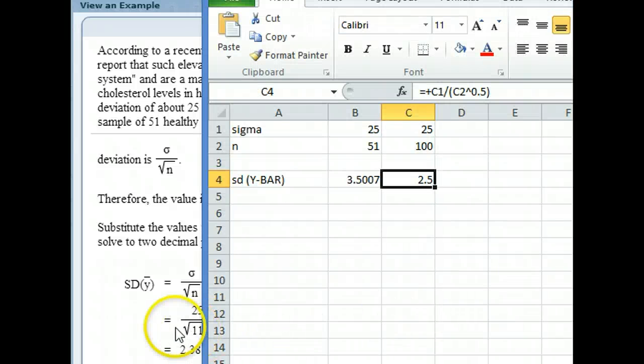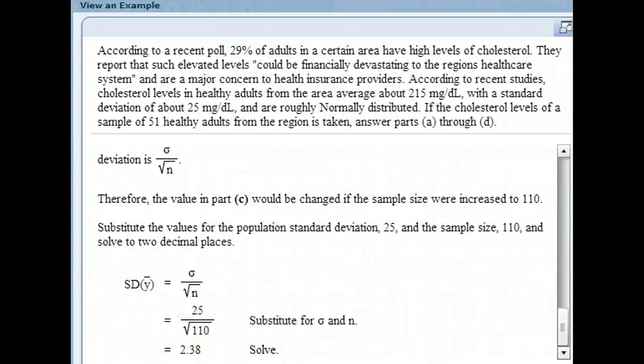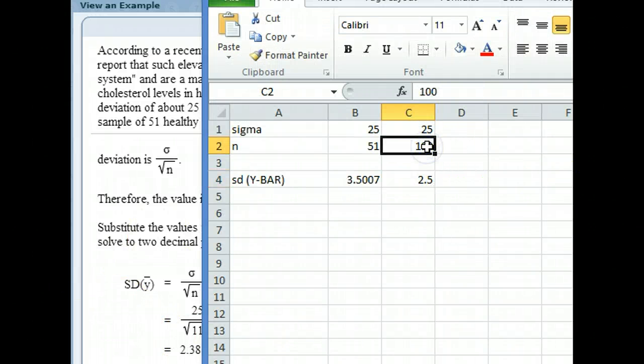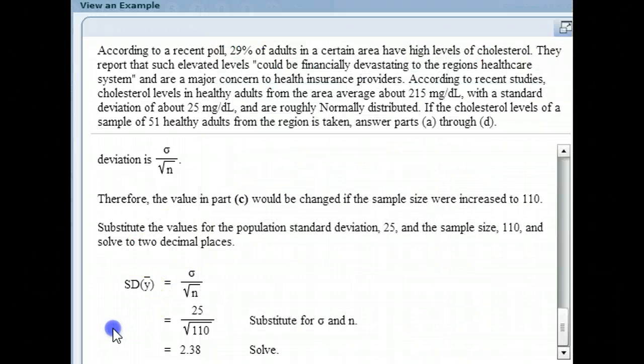Alright, for some reason this is 2.5 and this is 2.38. Oh, I'm sorry, this is 110. That's a mistake I made, I'm sorry. So 2.38. I was wondering why they were different. The actual number we increased it to is 110. I was saying 100. It doesn't change the response to A and B, but it changes the response to C. Alright, so sorry about that confusion.